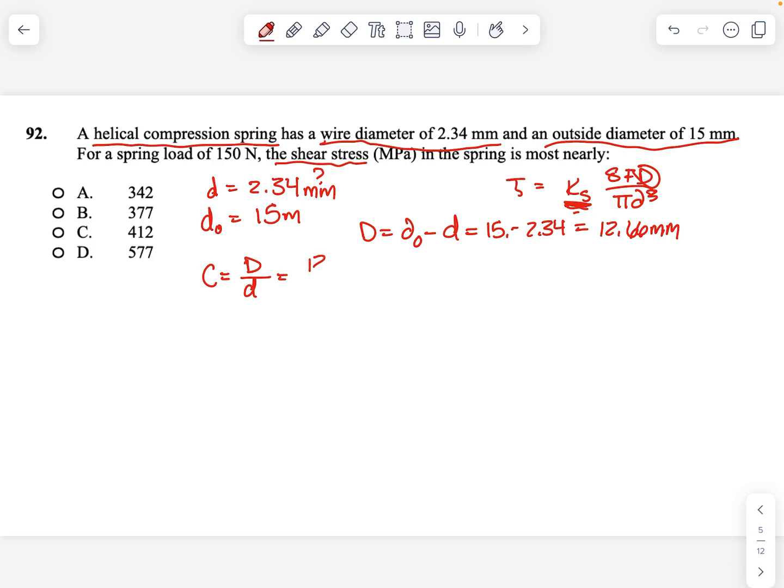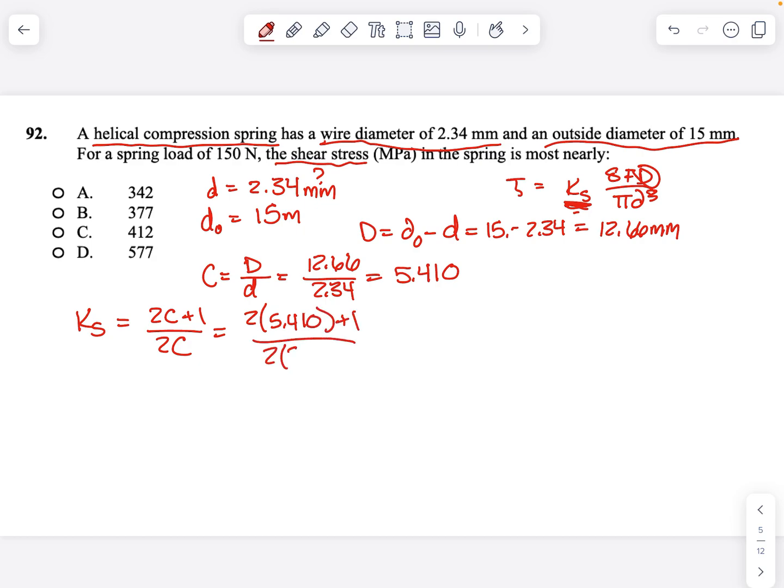Which, again, I mean, you're kind of just plugging in values. We know the big D is 12.66 divided by your wire diameter, which is 2.34. If you do the math there, that'll give you 5.41. And this is basically just the ratio of the mean diameter to the wire diameter. And again, this comes into play right here when we find the value for Ks, which I said a little bit ago equals 2C plus 1 over 2C. Again, just plugging and playing. 2 times 5.410 plus 1 over 2 times 5.410. And this will give us a Ks value of 1.0924.